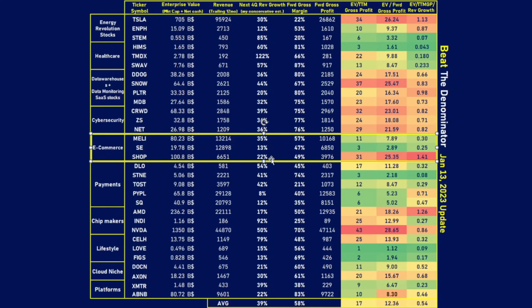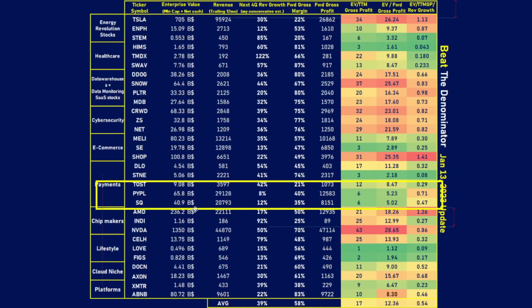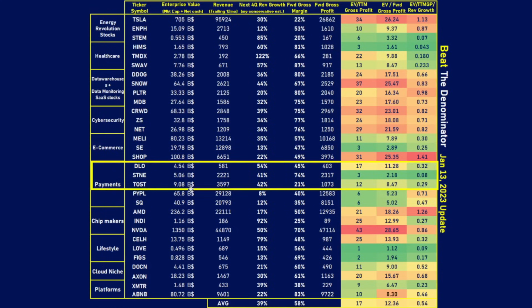They're kind of an e-commerce operating system. Great business. Wish the valuation was not this high. But then again, valuations can remain high for a very long time.